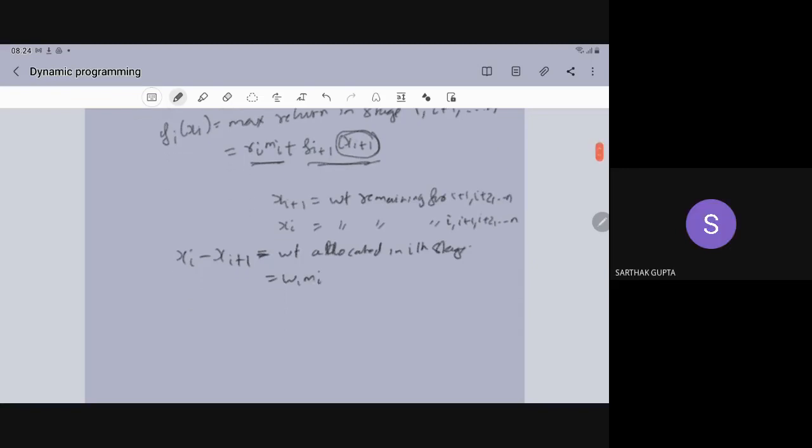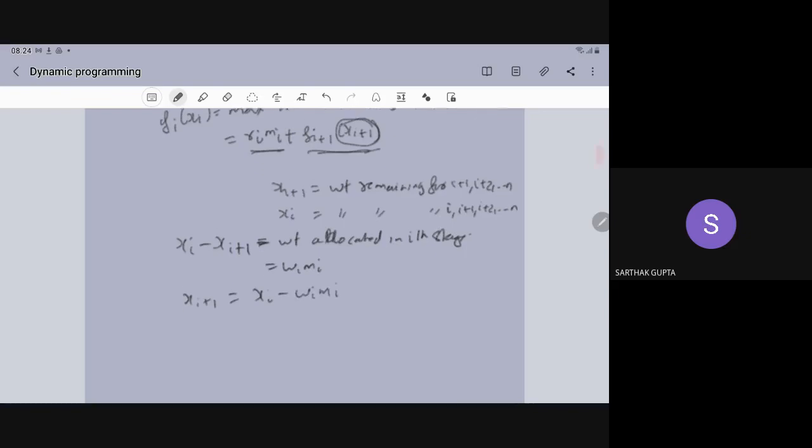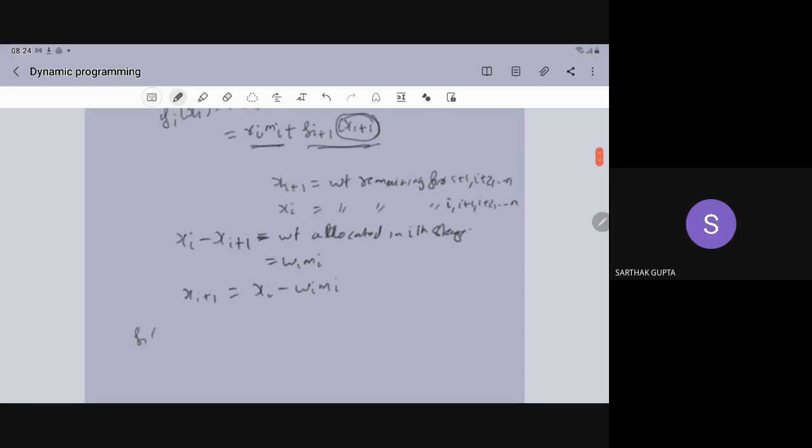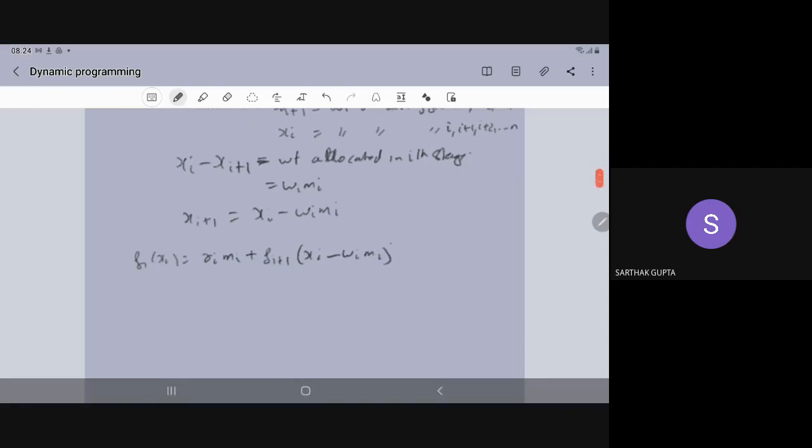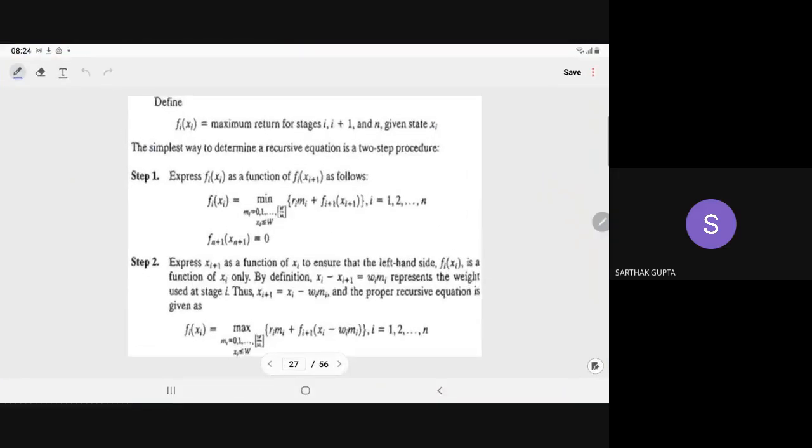Wi mi. It means xi plus 1 will become xi minus wi mi. It means fi of xi can be written as ri mi plus fi plus 1 of xi minus wi mi. So this is the function formula for the maximum return. Here we express fi of xi as a function of fi plus 1 of xi.